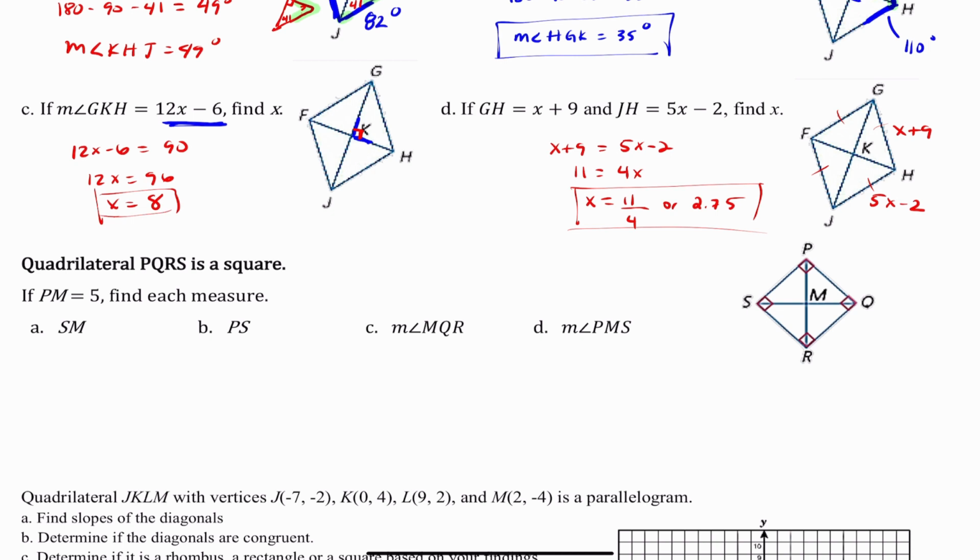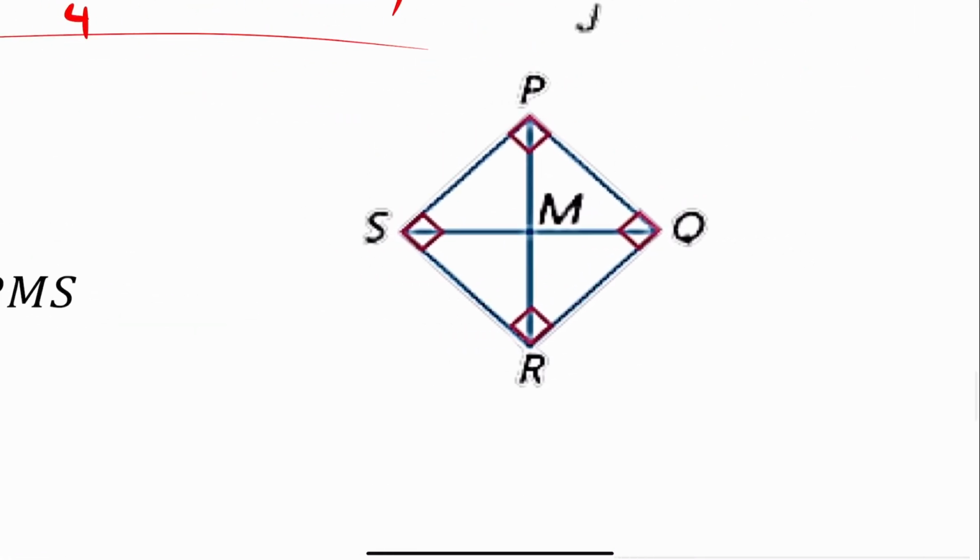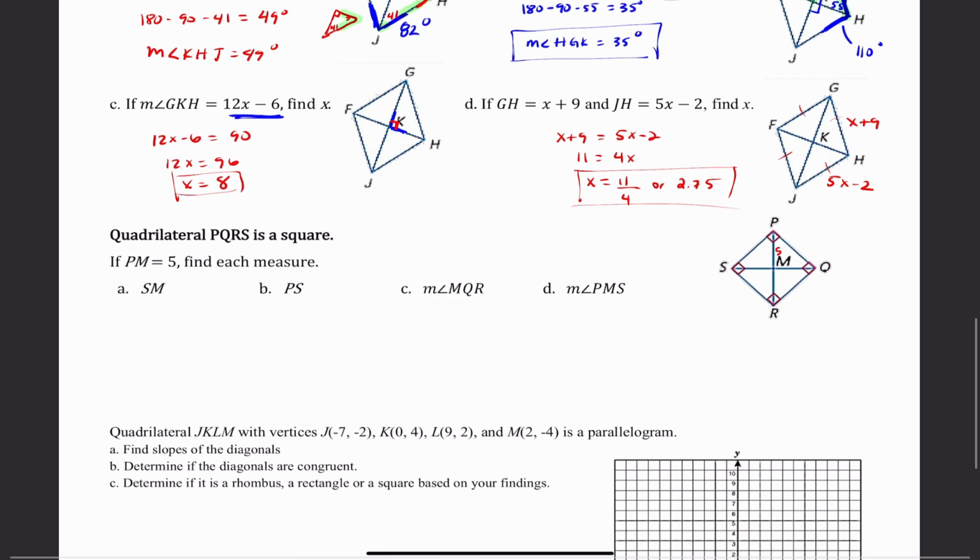So let me go ahead and take a look at these individual parts. We know that PM, let me go ahead and write this, PM is 5, so this here is 5. Why? Because it says right here, if PM is 5, find each measure. SM. What's the length of SM?